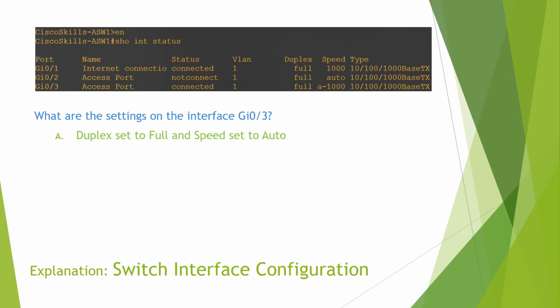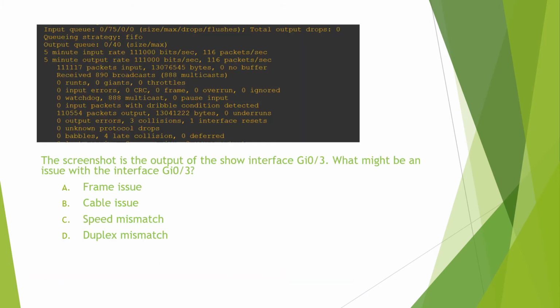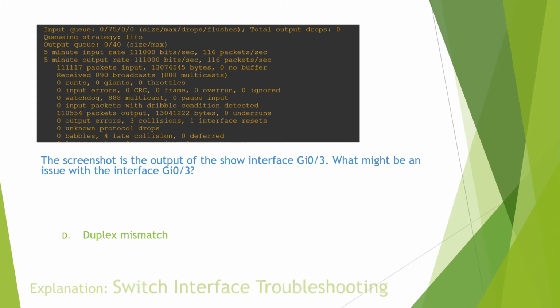Switch interface configuration. The question reads: the screenshot is the output of the show interface G0/3. What might be an issue with the interface G0/3? From the output, we see that there are 4 late collisions. The late collision counter increase usually means duplex mismatch. Therefore, the answer for this question is D. You can find the detailed explanation for this question in the video.